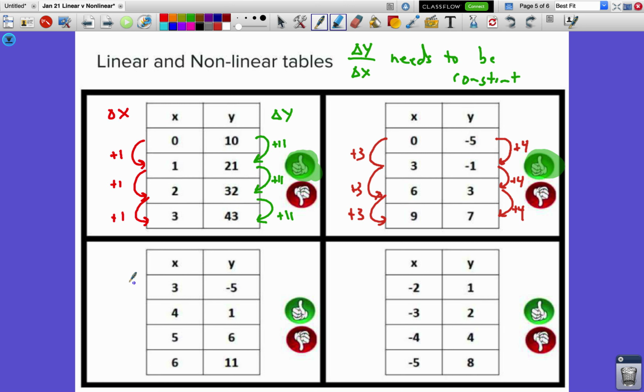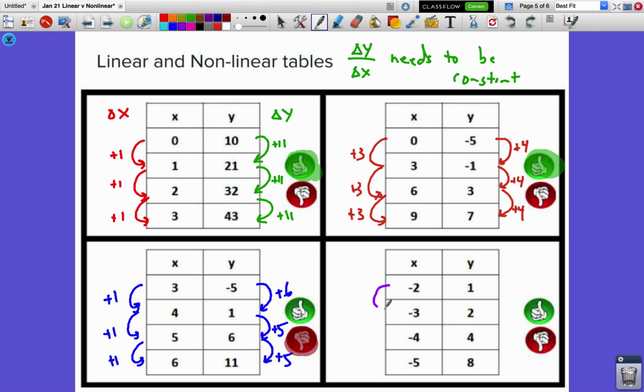All right, let's look at another one. This side, it's going plus 1, plus 1, plus 1. What about this side? Plus 6, plus 5, plus 5. So that's not constant. It doesn't go 5, 5, 5. It goes 6, 5, 5. And that's enough to make this nonlinear. So we're going to fill in the thumbs down. It's not linear because of that slight change there. It needs to be exactly the same each time, or simplified to the same fraction each time.